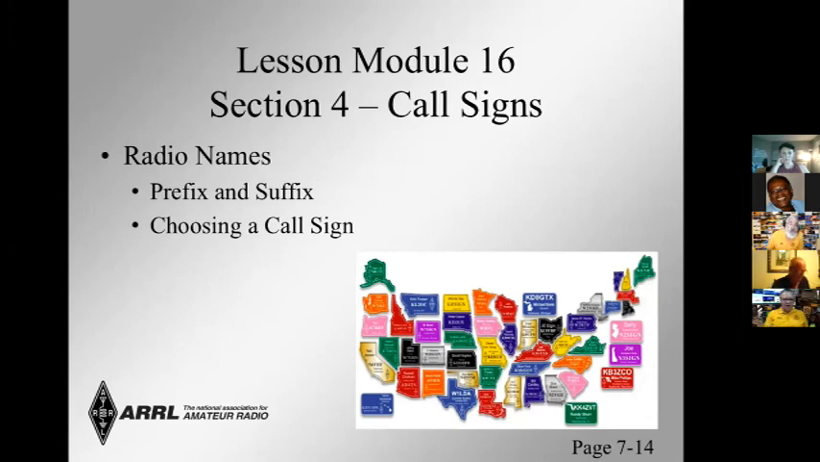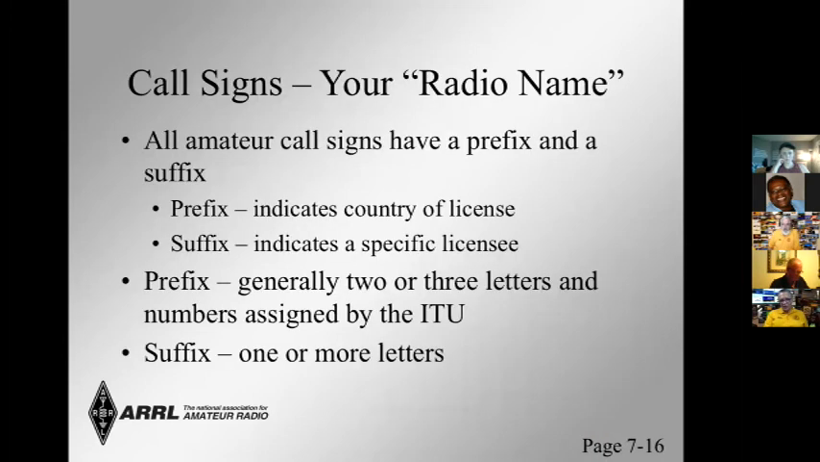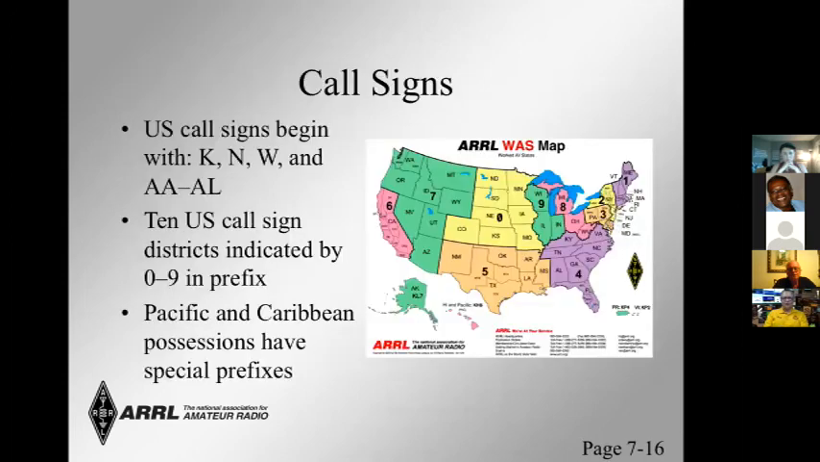In Japan, with the J, and in Singapore, a 9V. The suffixes are 1 to 2 to 3 letters. And so this basically says the same thing. All amateur call signs have a prefix and a suffix. The prefix indicates the country of the license, and the suffix indicates a specific licensee. The prefix generally has 2 or 3 letters, and they're assigned by the ITU. The suffix has 1 or more letters.